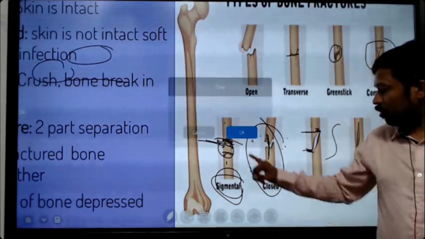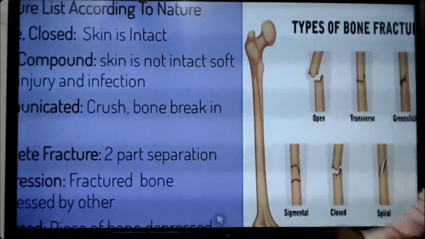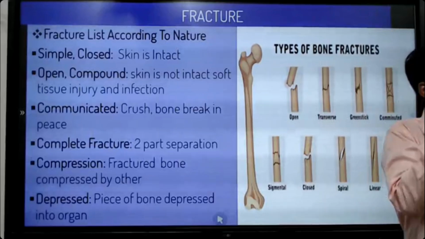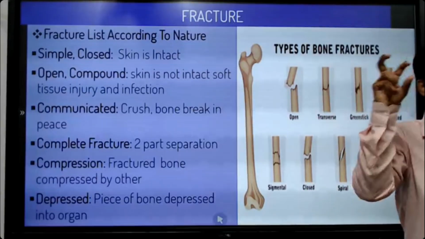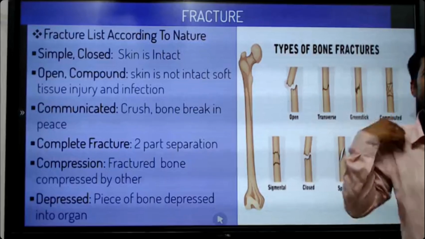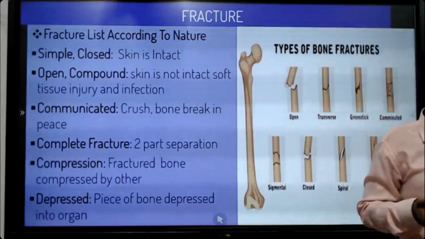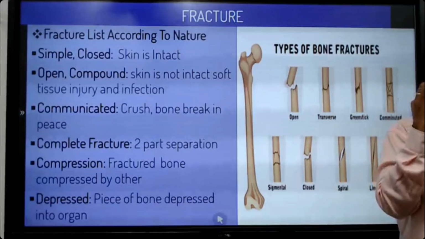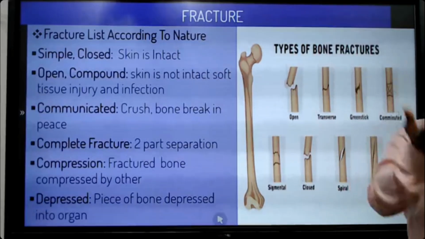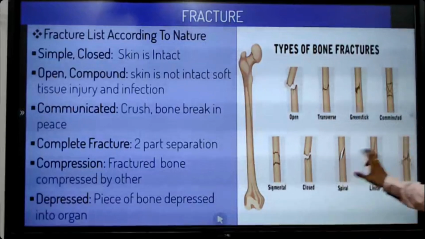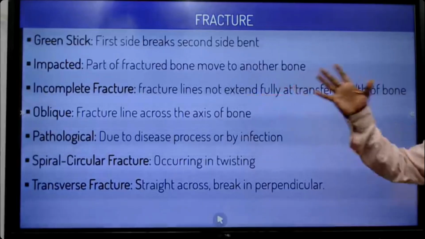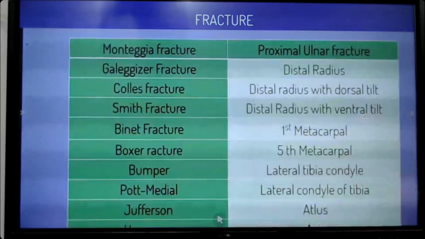And there are some other fractures, special fractures. Special fractures are named by the doctors or the physicians or the orthopedicians or the surgeons who discovered it, who found the fracture. They named the fracture after their name. Got it? Avaru peru kuda aa fracture ku pettindi. So there are some special fractures we can see. Okay, already we discussed pathological fracture, isn't it? Okay, fine.